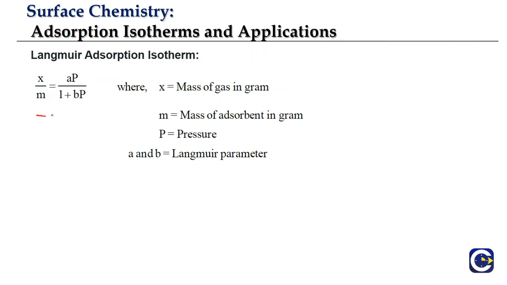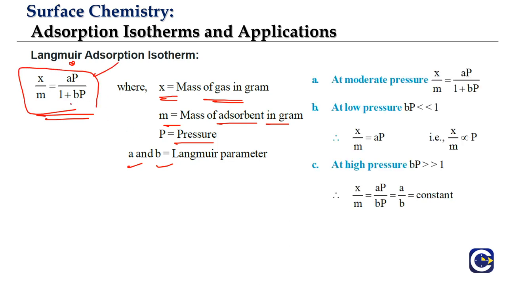So the Langmuir expression is x by m equals AP by 1 plus BP, where x is the mass of the gas adsorbed, m is the mass of the adsorbent, P is the pressure we are looking at, and A and B are the Langmuir parameters. So we'll see how we can analyze this expression.